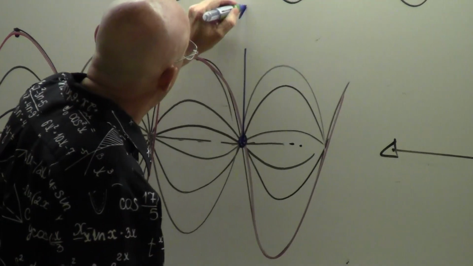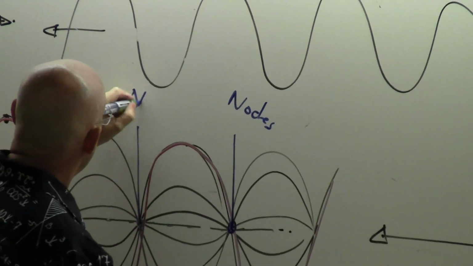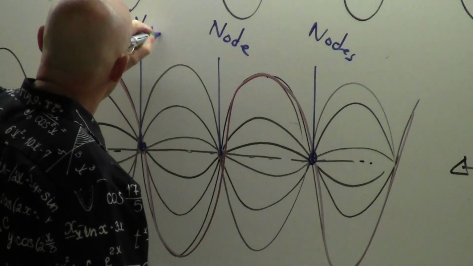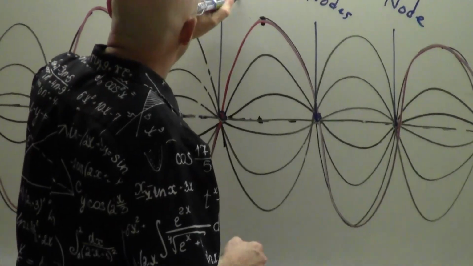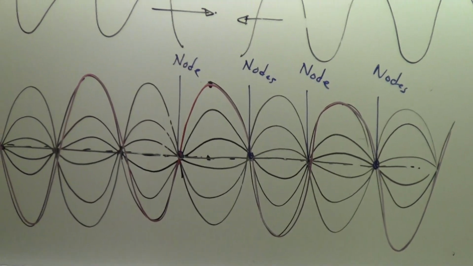And so these magical points are referred to then as nodes. And so I've got a bunch of nodes. The nodes is where these two traveling waves come together and you always get destructive interference.